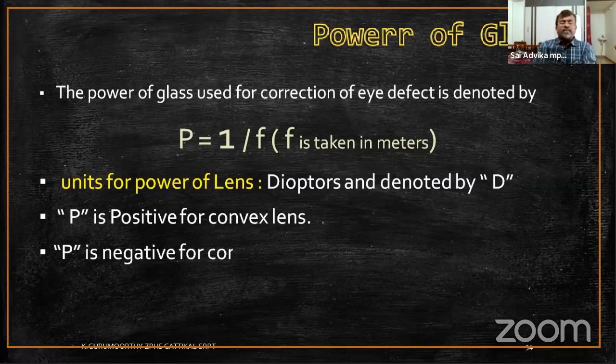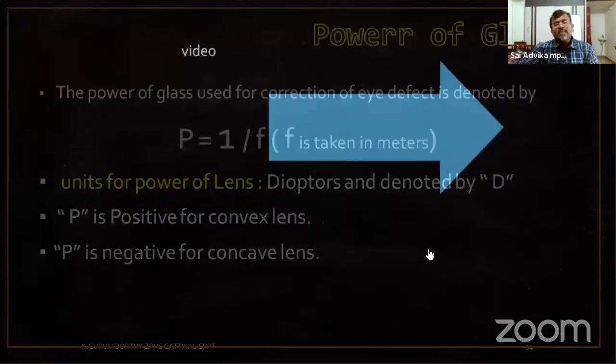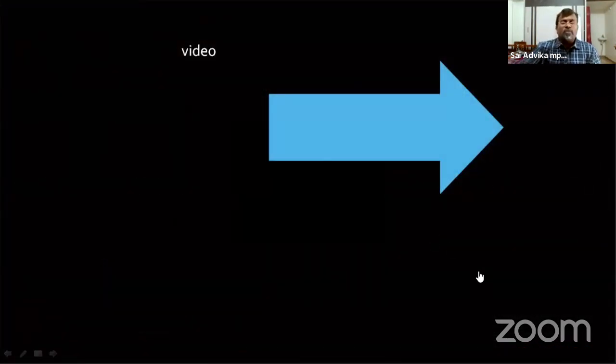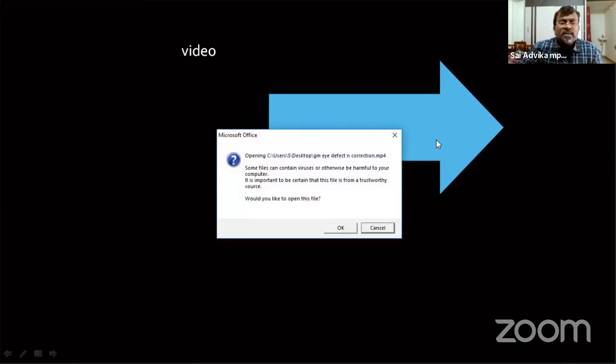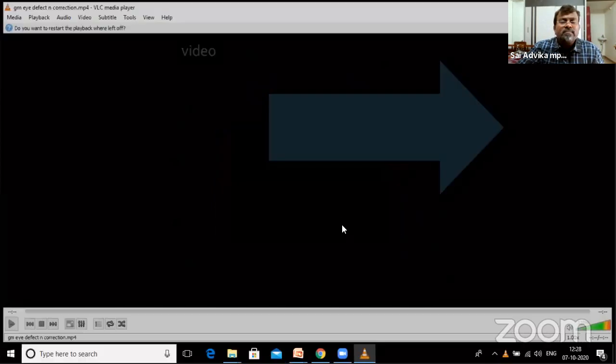If the P is negative, what does it indicate? It indicates that for correction a concave lens is to be used. That means the person is having myopia or short-sightedness. So far we have discussed 3 types of defects, ray diagrams and how to correct them. Now let us see a video. You will clearly understand.